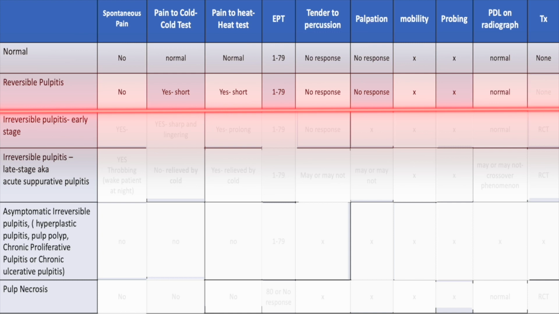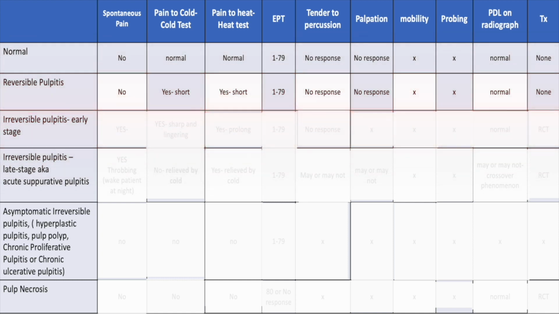What do you see on radiograph? You see completely normal PDL, no need to worry, everything is good. Then do you need to give any treatment? Answer is no, no treatment for this patient. So that was all about reversible pulpitis. See, I don't want to give you any slide with lots of bullets describing characteristics about it. This one table can give you every piece of information that you need to answer any question that will show up in your competitive exams or in your national board exams related to pulpal conditions.